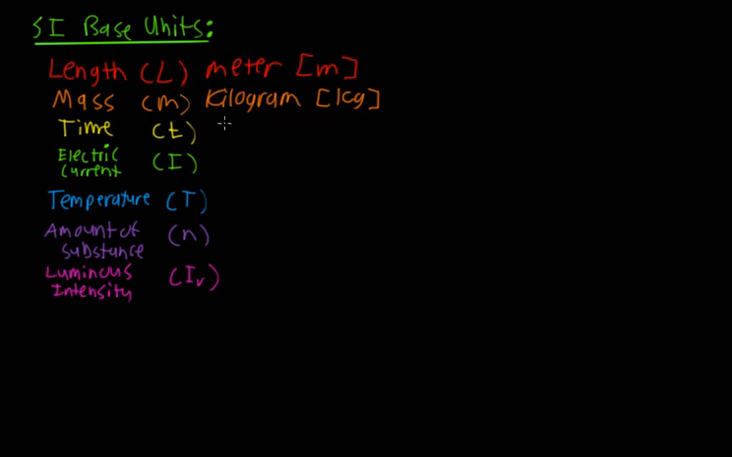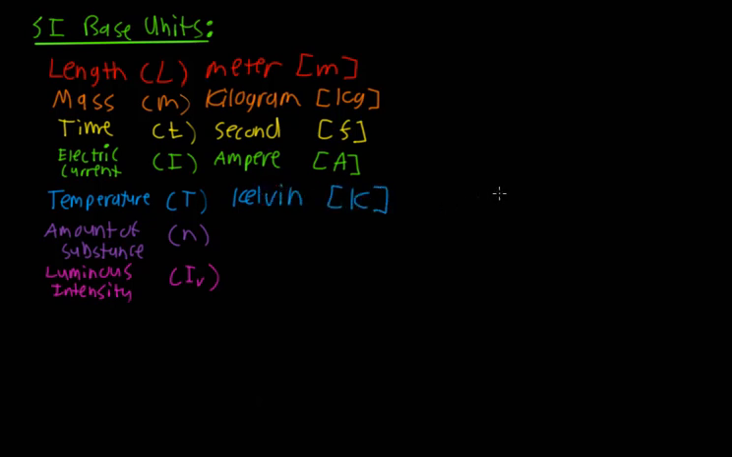For time, we use the second. Second, spelled with a C, and we denote that with an S. And I just use these brackets to show that these are units that we're talking about, not variables. For electric current, we use the ampere, and sometimes you'll hear people refer to it as amps. It's just the same thing, and we give that with a capital A. For temperature, we use Kelvin, which is just given by K.